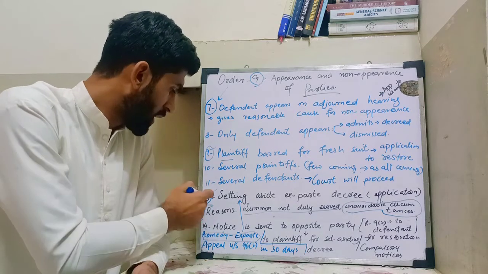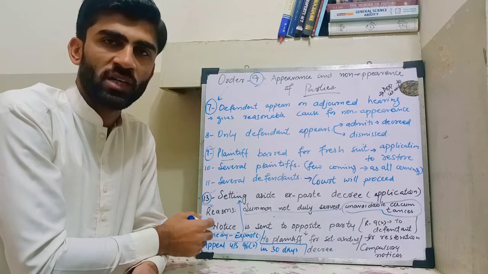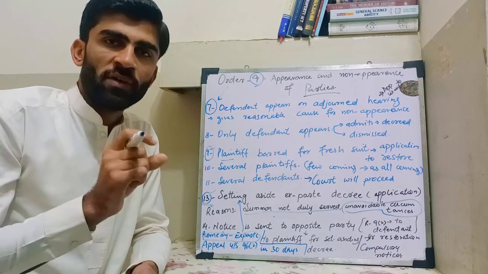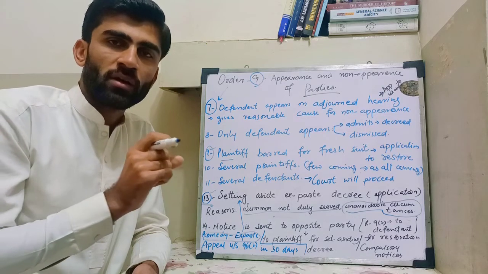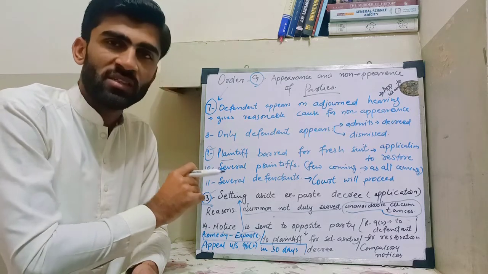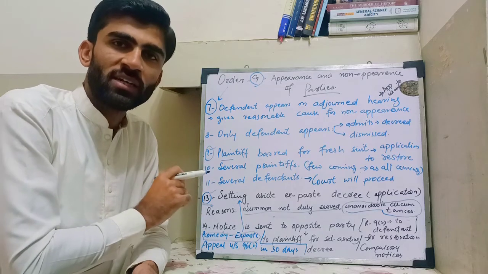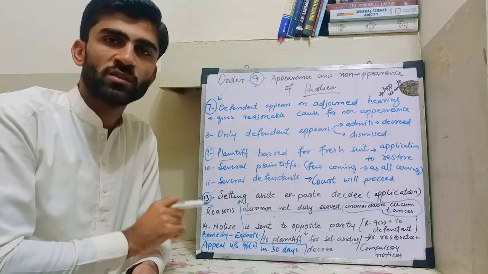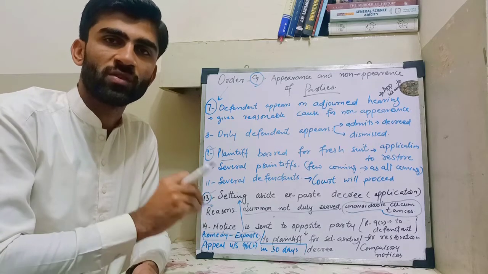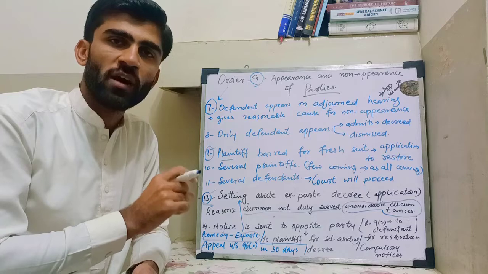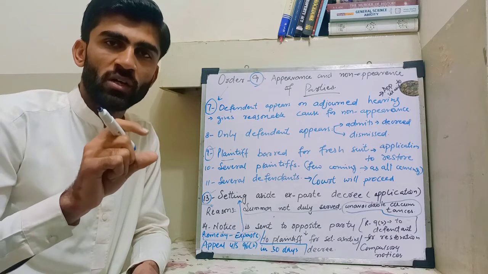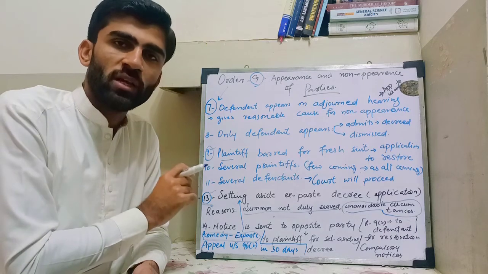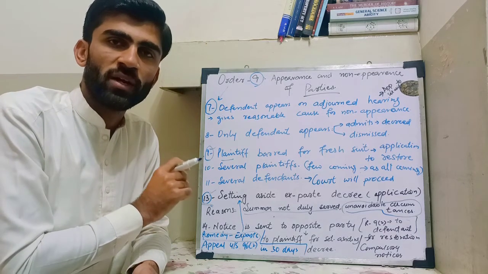Both the application and the appeal can be filed in 30 days. But how will you calculate those 30 days? From when the defendant gets the knowledge that the decree has been passed against him, whether after 2 years, 10 years, 5 months, or 2 days. After the date of that knowledge, he has to file the application or the appeal in 30 days.